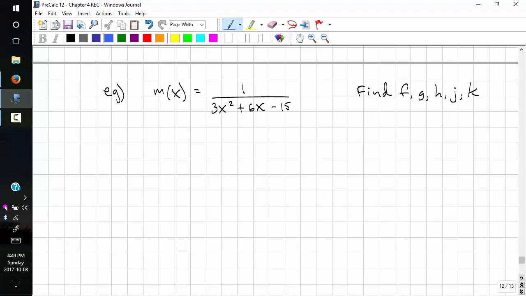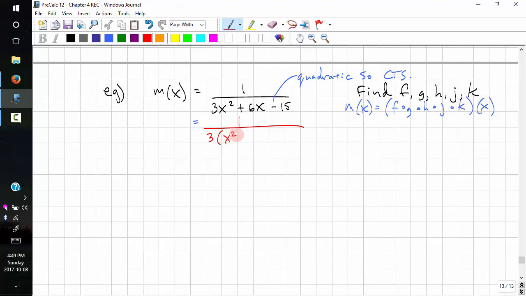And our last example is a little bit harder. We need to find 5 functions. So m of x equals f of g of h of j of k of x. Okay, we have a quadratic. So complete the square. We need to factor out an a first, x squared plus 2x, 6x divided by 3.